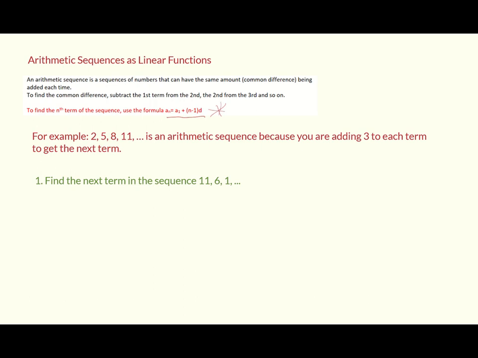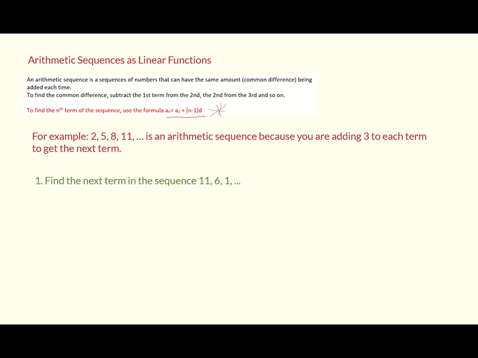For example, 2, 5, 8, 11 is an arithmetic sequence because you're adding 3 to each term to get the next term. Okay, so between 2 and 5, I added 3. 5 to 8, I added 3. 8 to 11, I added 3. So that 3 that I'm adding, that would be our common difference.